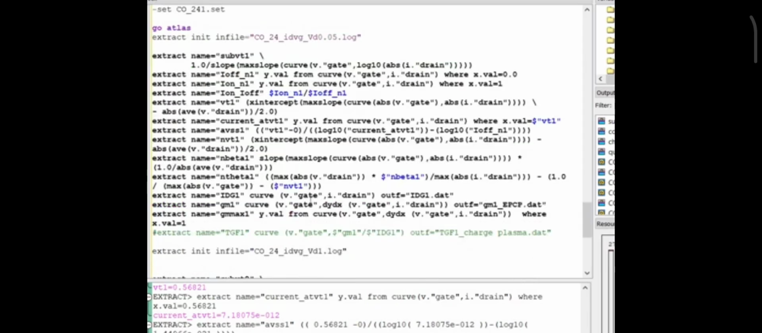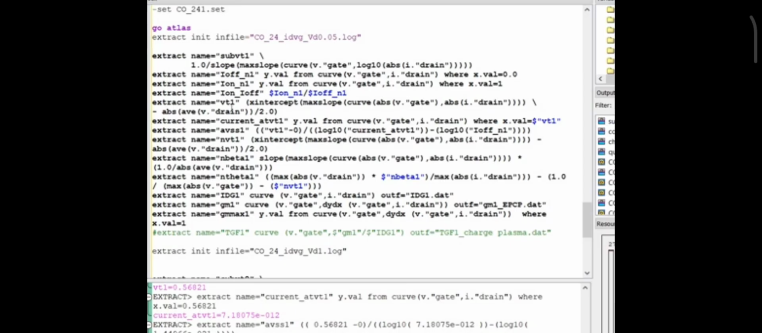Next, I want to extract some parameters from the log file at 50 millivolt as well as 1 volt. First is the subthreshold slope. This is the formula for the subthreshold slope. If you use it in the code, you will get the exact value of the subthreshold slope. Second is the off current value when the x value is 0, and the on current value when the x value is 1 volt. Next, by dividing them, you will get the I-on/I-off ratio.